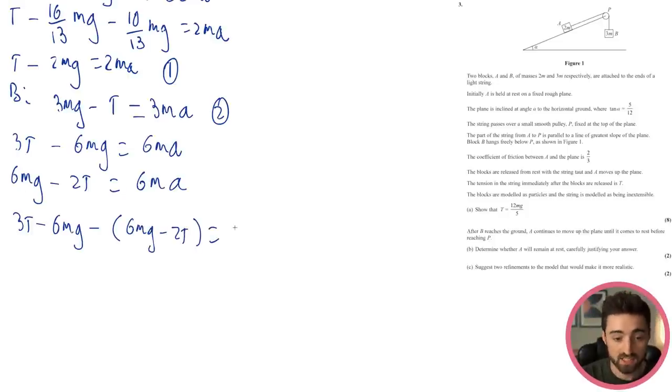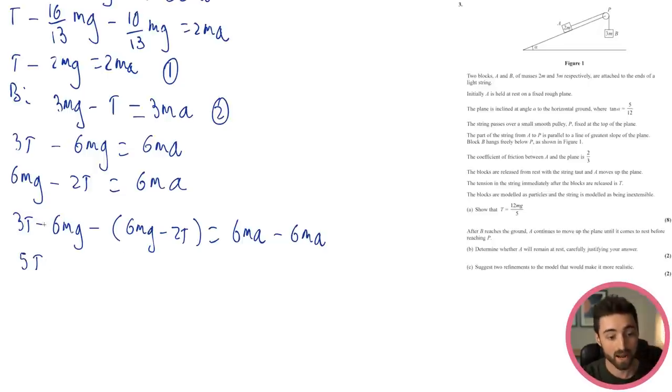And then equals 6ma minus 6ma on the right. Cool, right. So this is going to be the bit where it all becomes nice. So let's look at how many t's I've got. I've got 3t minus minus 2t. So that's going to be 3t add 2t, which is going to be 5t.